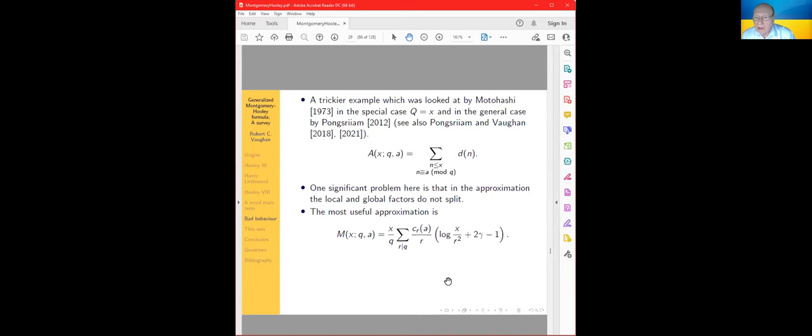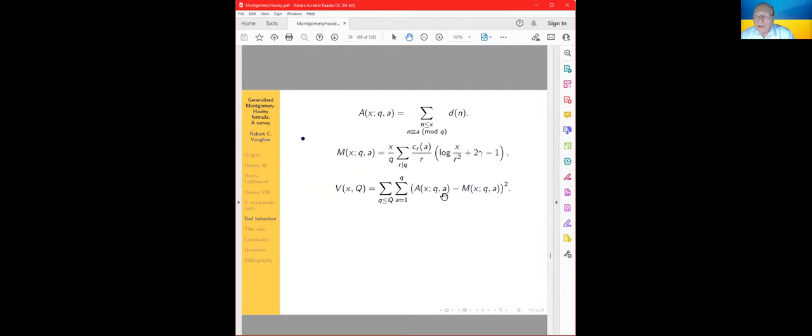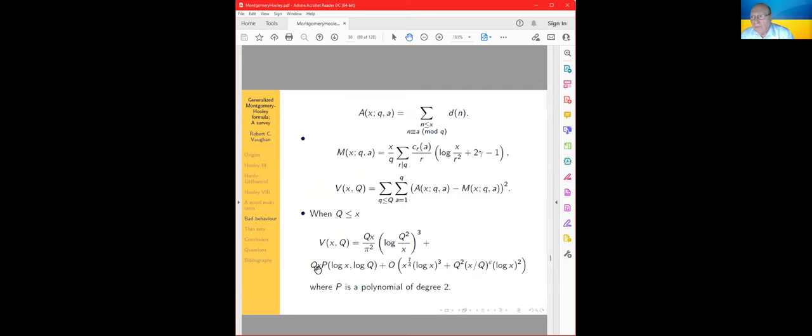With that, it's a great deal of work to get an asymptotic formula, but you can get one. If you write out all the detail, it takes about a page just to write out what the main terms are. I've written here P of log X, log Q, where P is a polynomial of degree two, but in the thesis, the terms are all written out. But you see again, it's uniform as Q goes to X.